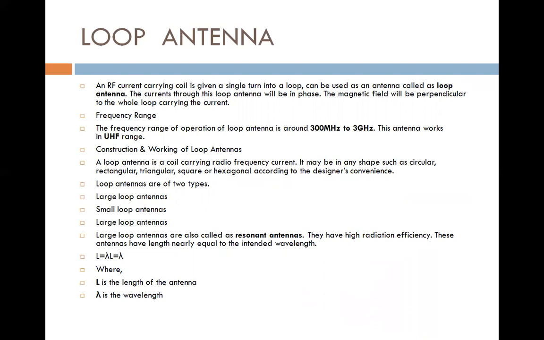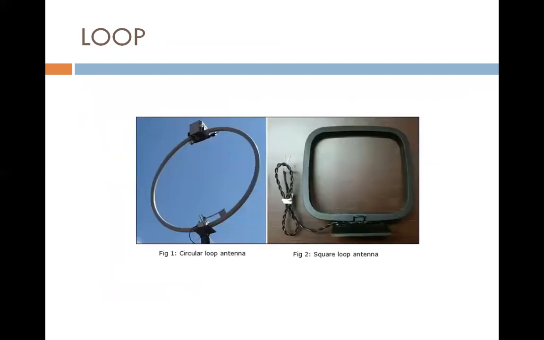We see the structure. A loop antenna is a coil carrying radio frequency current. It may be of any shape such as circular, rectangular, triangular, square or hexagonal, depending on design convenience. Loop antennas are of two types, small and large loop antennas. Large loop antennas are also called resonant antennas. They have high radiation efficiency. This antenna has a length nearly equal to the intended wavelength. So L is equal to lambda, where L is the length of the antenna and lambda is the wavelength. So this is the basic scenario of the loop antennas, and see the structure of the loop.